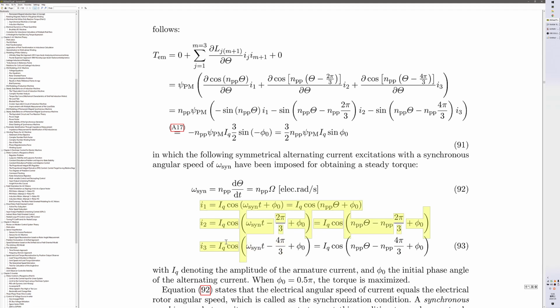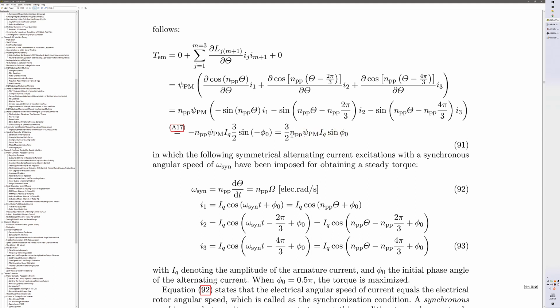So here is an example. I1, I2, I3 are defined as this IQ amplitude times cosine of some synchronous angular speed of the current times t plus some initial phase. We are going to make this synchronous angular speed equal to the electrical angular speed of the rotor. If you plug in, we will reach this result. So this is a constant torque, which is way better than our single phase AC PM motor example before, which has some fluctuation, a second order harmonic ripple, in the torque expression.